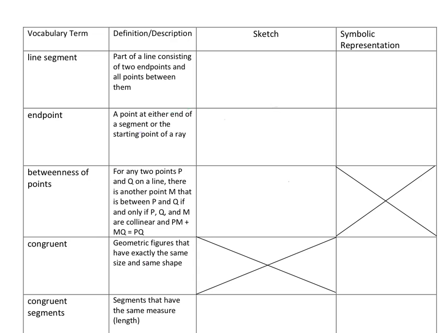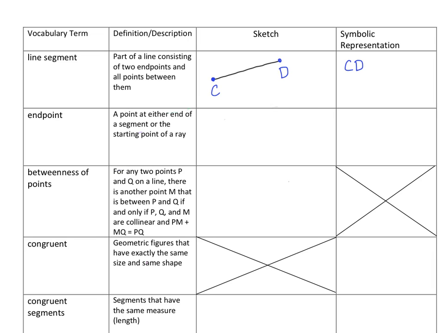So if we were to draw a picture, we would start out just going to draw a straight line. But because it's a segment, I'm not going to put arrows on it. I'm going to put a point at each end of that line. So that is a line segment, and I'm going to name those or identify those points as C and D. So now if I wanted to name that segment, I would put the endpoints, C and D.